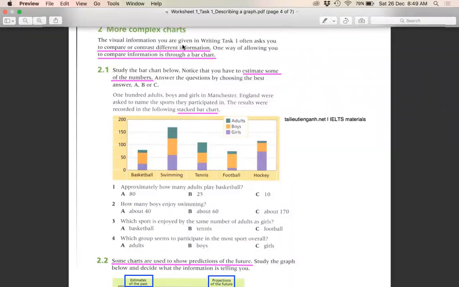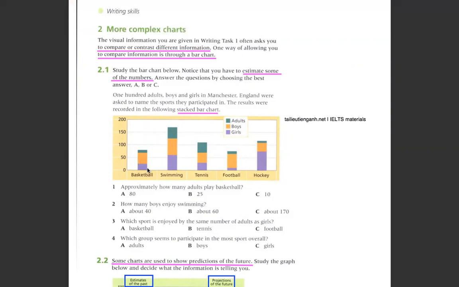Okay, so let's just have a look at what a stacked bar chart is. We can see here there's 3 different groups. We have adults, boys, and girls: green, orange, and purple. We need to read this as if each one was separate.